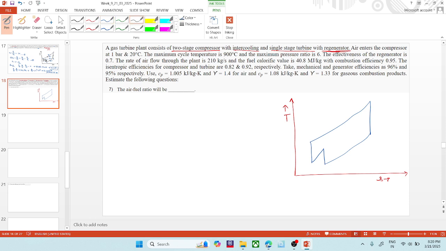Okay, let me draw different pressures. This is P1 is equal to C. This is the intermediate pressure Pi is equal to C. This is the upper pressure P2 is equal to C. It is having the regeneration. Let me first put the numbers. This is one.